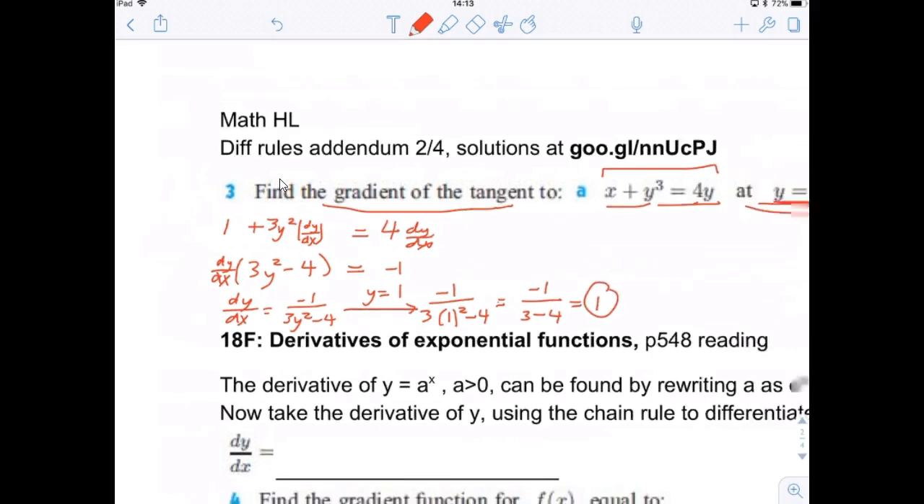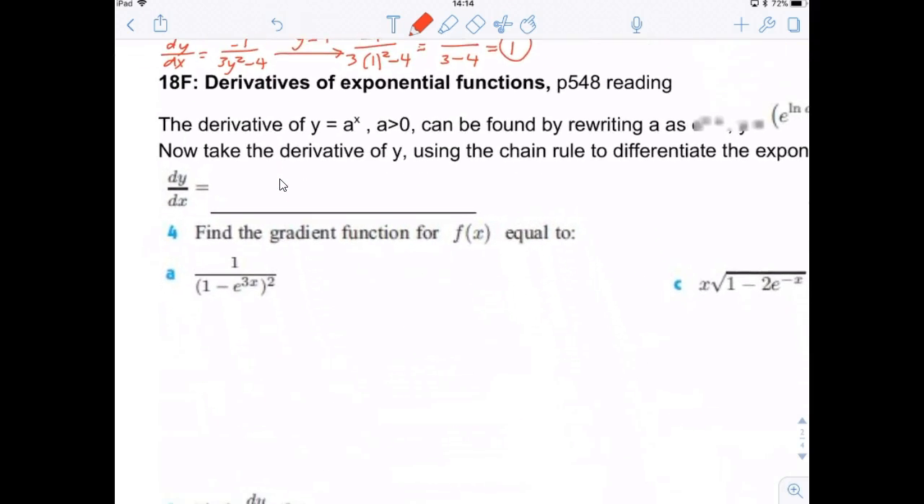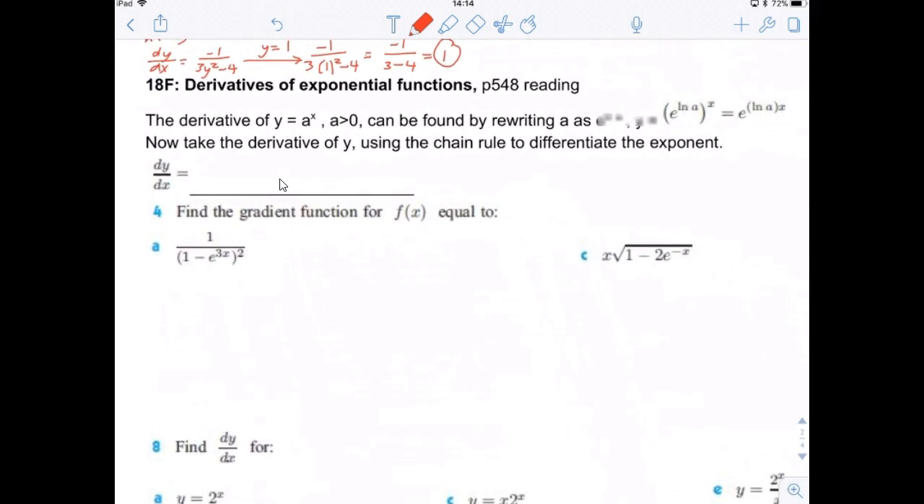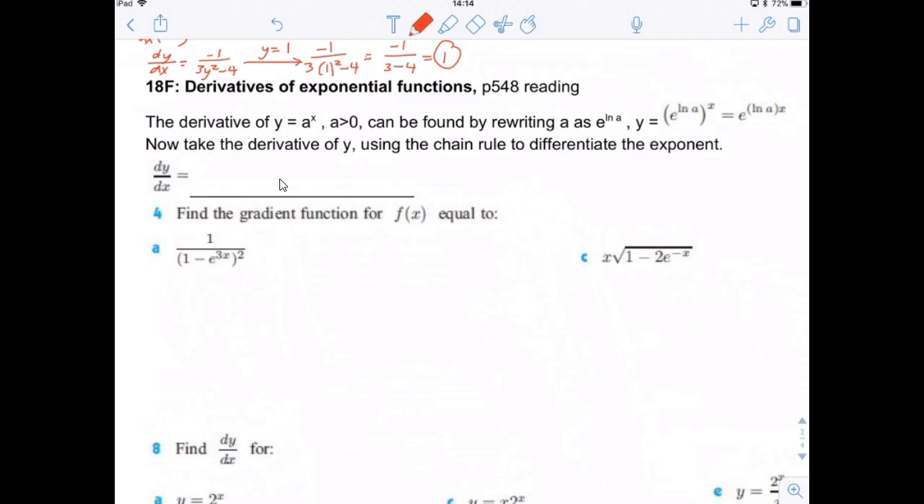Okay? Let's go to 18f, which is derivative of exponential functions. Just some of the problems at the end, which were a little bit more difficult versions of what the SL people do. One thing in particular is taking derivatives of things that don't look like e to the x, which is 2.71 to the x. What do you do if the number in the base of the exponent is not 2.71?